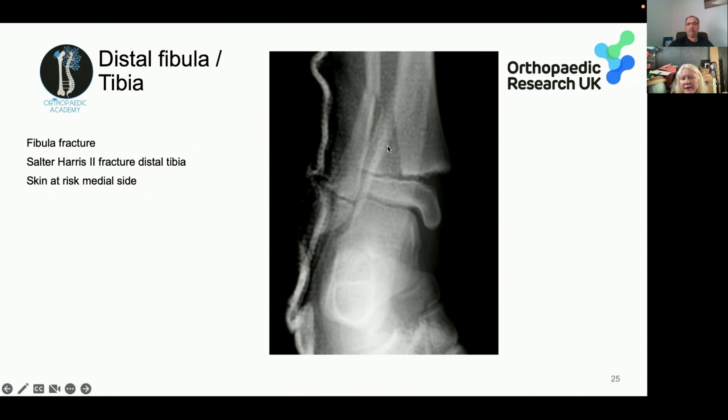So the ankle has gone into valgus. You have a metaphyseal triangle of bone attached to the epiphysis, which makes it a Salter-Harris 2. And the worrying thing about this injury is the amount of deformity and whether this is going to cause pressure on the skin on the medial side. So this needs to be reduced.